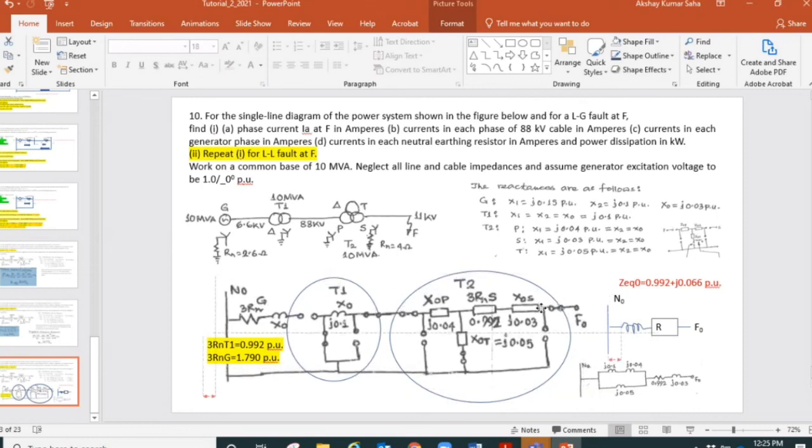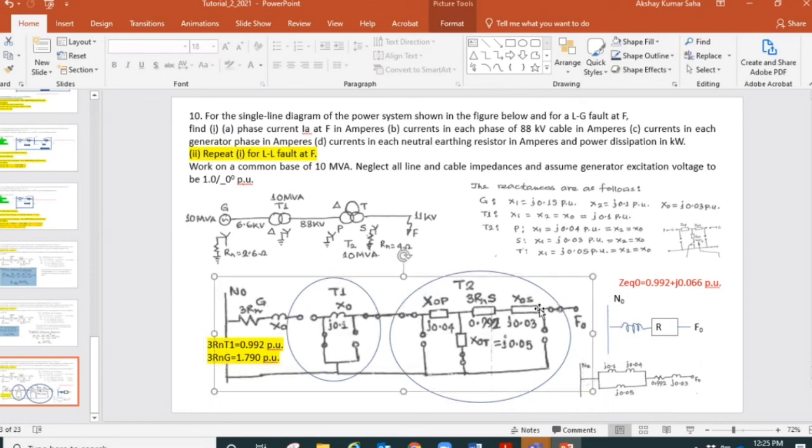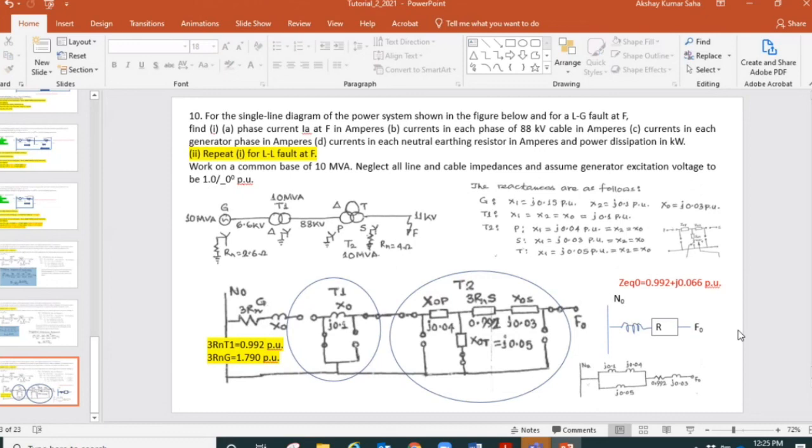Can you see that now? Yes. Okay. It should be clear to everyone now how they are coming in parallel. This portion is going to be in parallel with the series of these two, because that's how it is. So everyone is okay with this now?